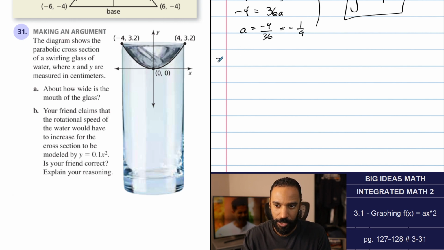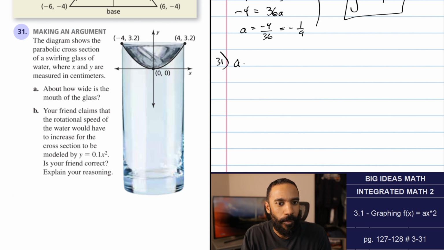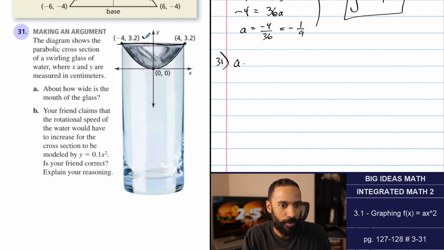I don't know what B's answer is just yet. I haven't really looked at it. So let's start with A. They just say about how wide is the mouth of the glass, just that width and diameter there. It goes from -4 to 4. Make sure you read your x's, not your y's. So that distance of 4 and that distance of 4.